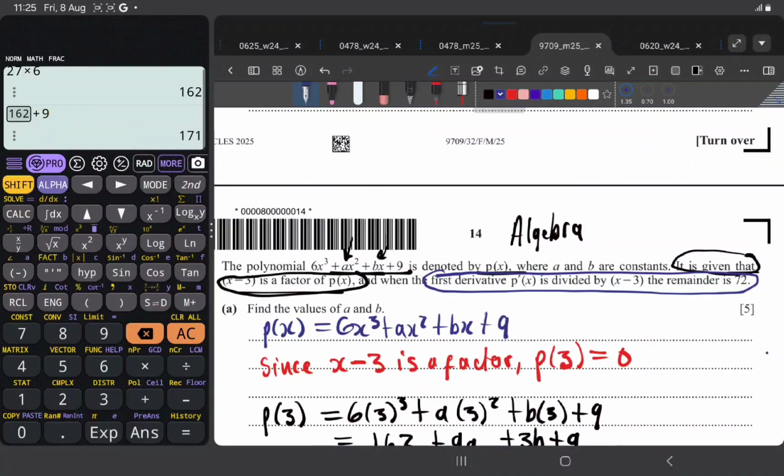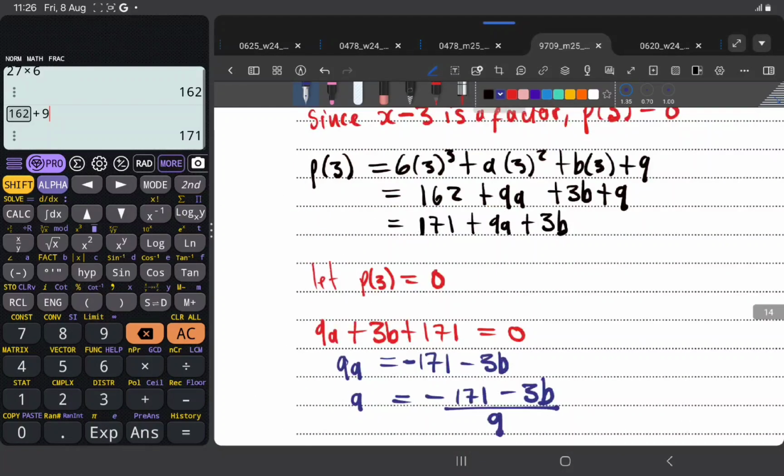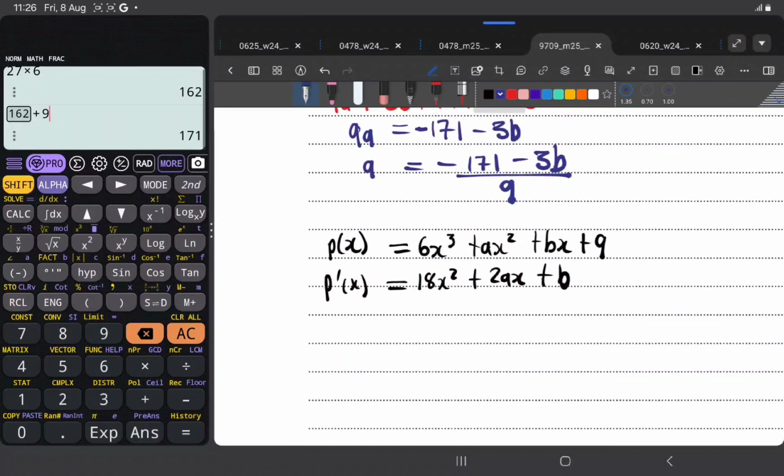Now let's hear what they're saying. They said, when it is divided by this, the remainder, that's obviously the remainder theorem, class. They say the remainder is 72 when you divide p dash x by x minus 3. So we are dividing by x minus 3. To get the remainder, we would say p dash of 3. That's how you get the remainder when you divide by x minus 3. It will be p dash of 3, the positive one.